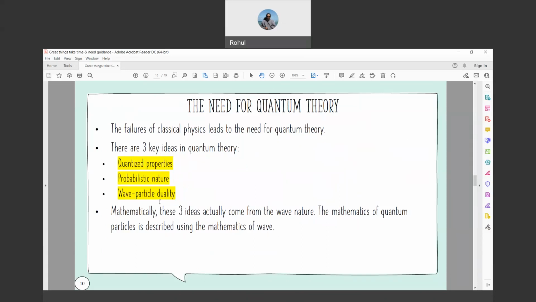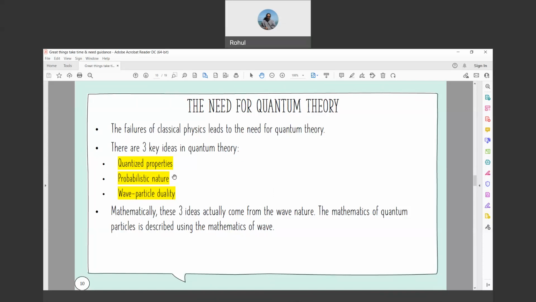What are the properties? The properties can be quantization of angular momentum, energy, spin, and so forth, okay? Second, probabilistic nature. There is no such thing as exact determinism in quantum theory. What you have is statistical or probabilistic, okay? It's all about probability. And then finally, wave particle duality.